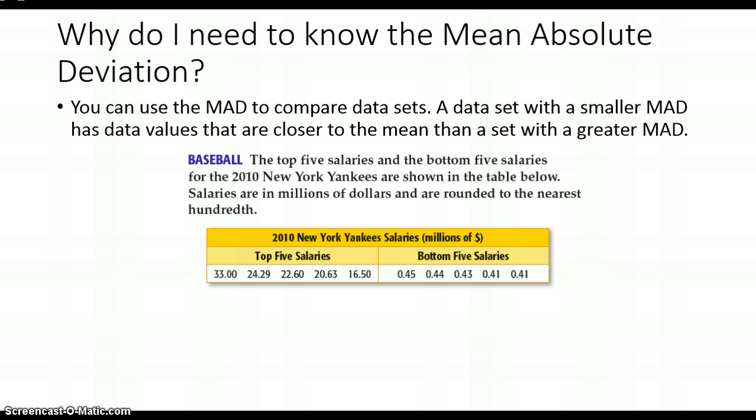Let's look at this problem. Here we have the top 5 salaries and the bottom 5 salaries for the 2010 New York Yankees. These salaries are in millions of dollars and are rounded to the nearest hundredth.